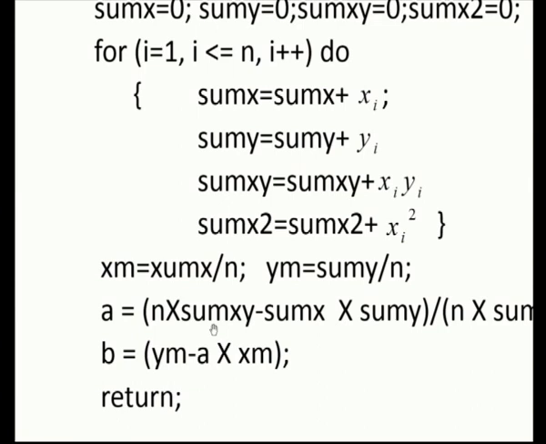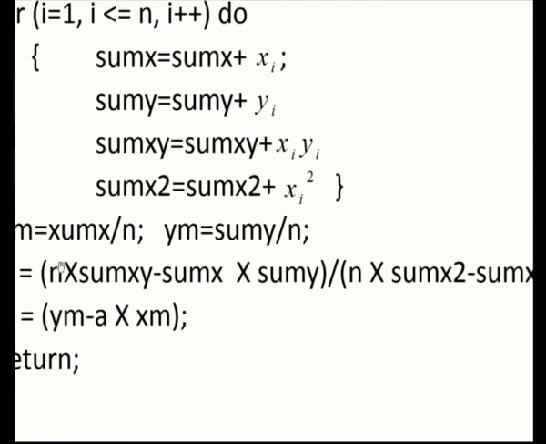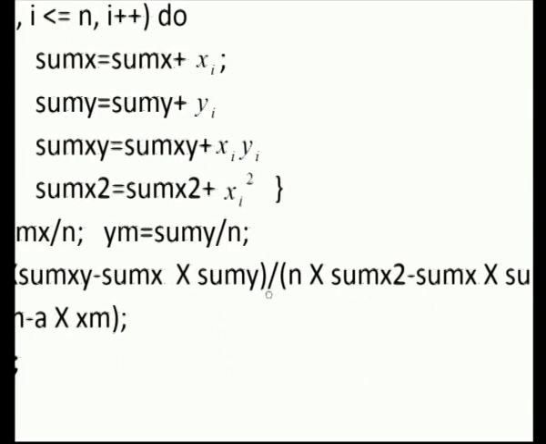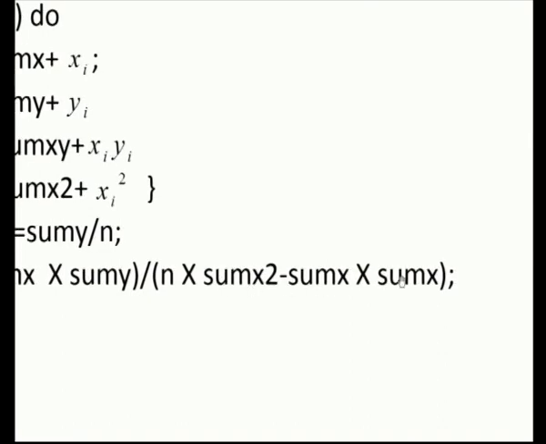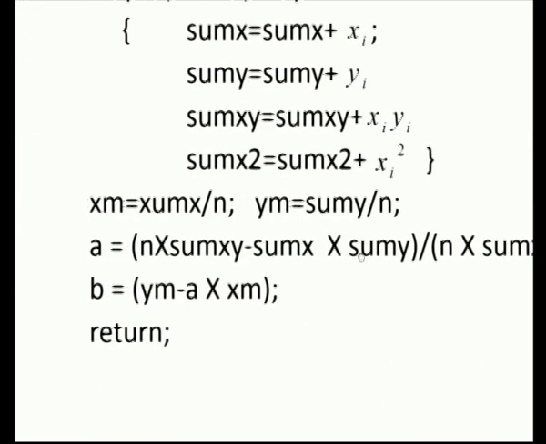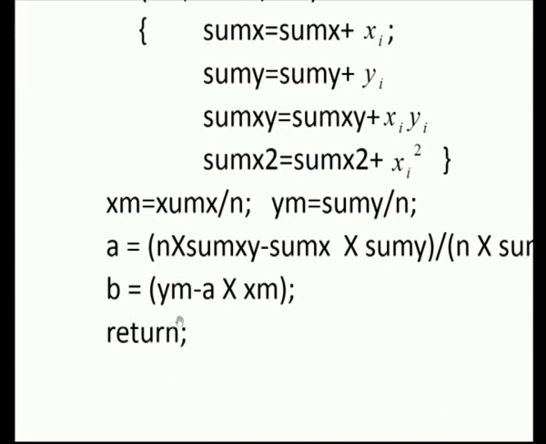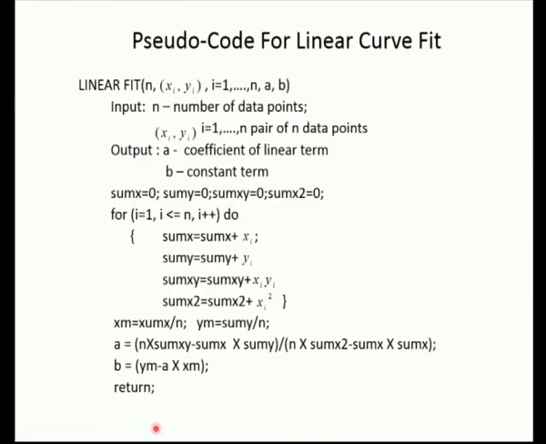Now, a is calculated using the formula which we saw just now: n times sum xy minus sum x times sum y, divided by n times sum x squared minus sum x whole squared. So, that will give you the linear term, and b, the constant term, will be y mean minus a times x mean. So, you return the values a and b. So, this is the pseudocode for that algorithm.